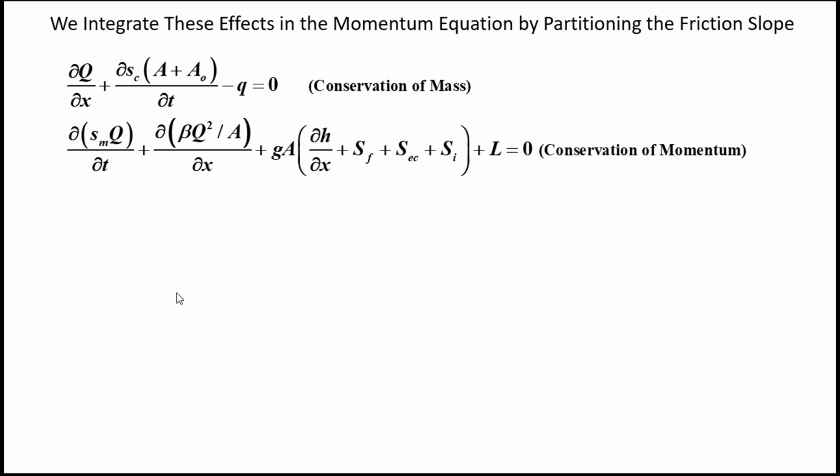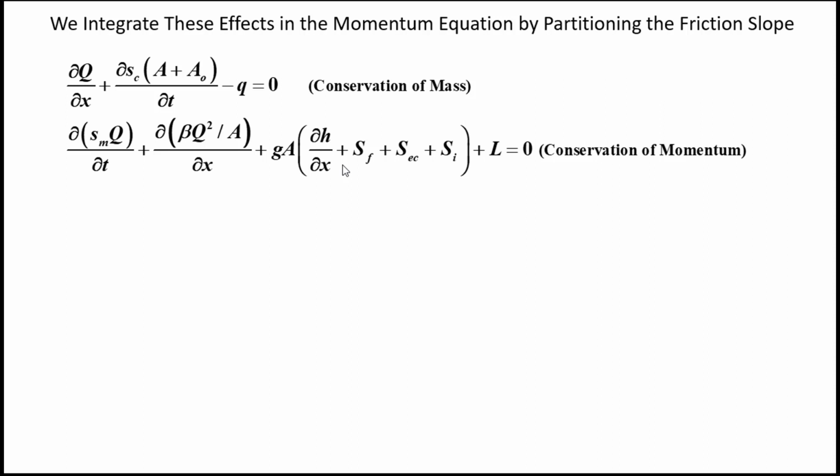We have two unknowns, flow and area, and so we have two equations, the conservation of mass and the conservation of momentum. And so in the conservation of momentum equation, the way that we figure out how much energy is transferred from the fluid to the solid is in these terms. These are the loss terms. We have the expansion contraction loss term and what we call the friction slope. The friction slope is just the slope of the energy grade line.